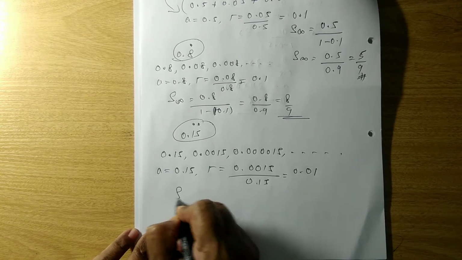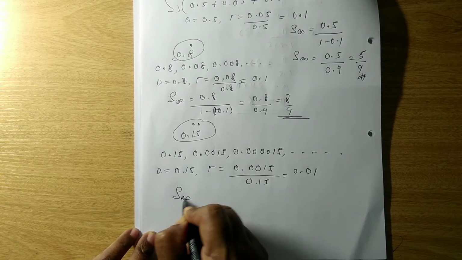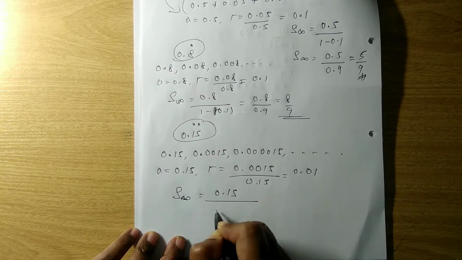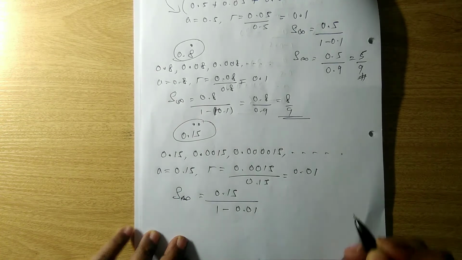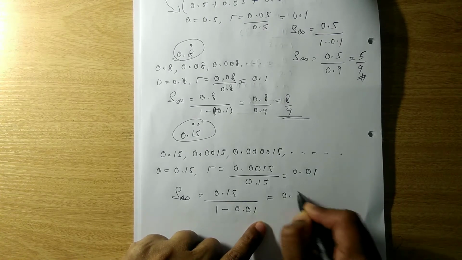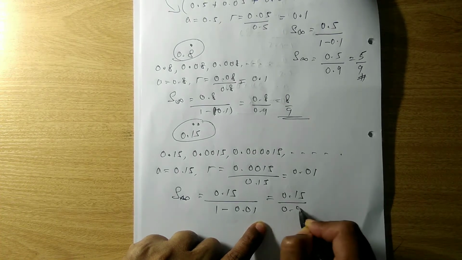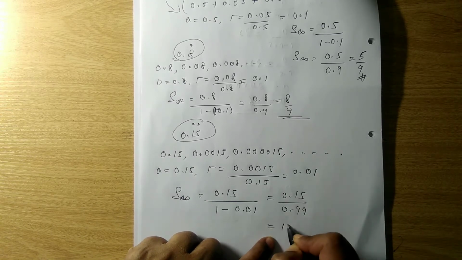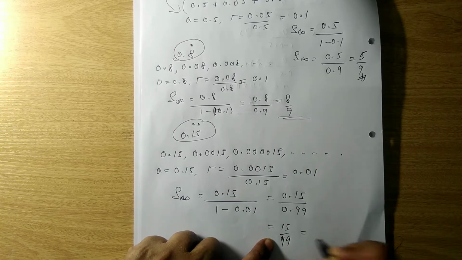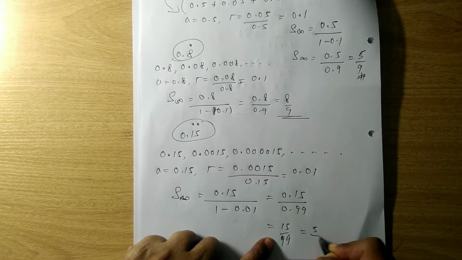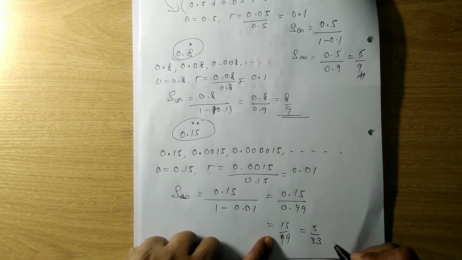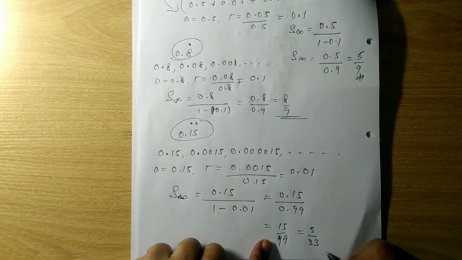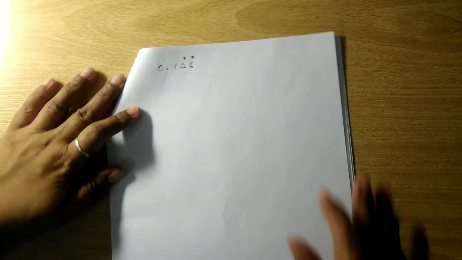Okay, so that means my formula S to infinite will become A over 1 minus 0.01. Okay, so I get 0.15 over 0.99. So this is actually 15 over 99, or it can become 5 over 33. Alright, so that would be the answer, 5 over 33.